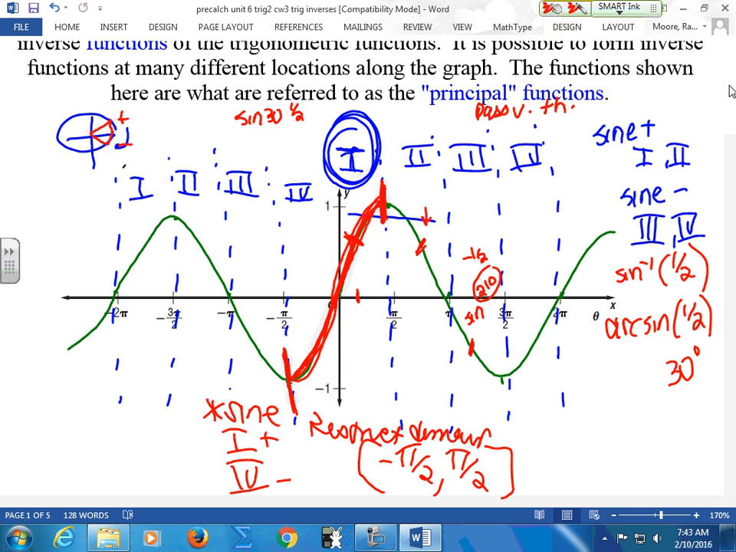Yep. Okay, and we know there's another negative over here, right? Now, let's ask your calculator, arc sine negative 1/2. What angle in a restricted domain has a sine of negative 1/2? Here's my restricted domain, and here's my negative 30. So, you see how smart your calculator is?